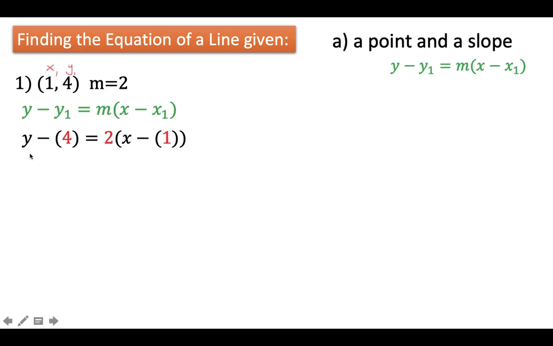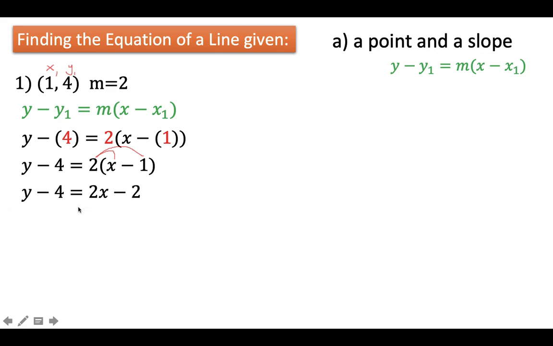So let's start. y sub 1 here is 4. Our m is positive 2. Our x sub 1 is positive 1. Okay, then we're going to simplify them. So write down y minus 4. We just remove the parentheses here. Then we're going to distribute this to 2 times x and 2 times negative 1. This will give us 2x minus 2.